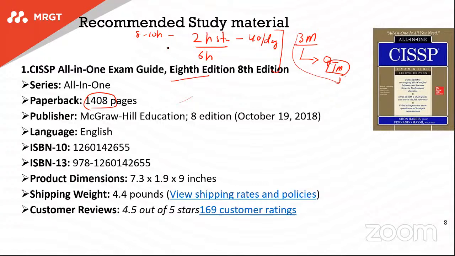So you have to plan for that. So about the reviews for this book, it is very well written by Sean Harris, and it's more detailed on many topics.